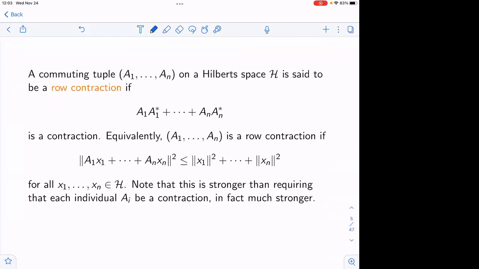A commuting tuple A1 through AN on a Hilbert space H is said to be a row contraction if this combination here is a contraction, namely if its norm is less than or equal to 1. Another way of saying this, and you've seen this in Michael's talk, is that the equivalent statement is this inequality. And that's why it's called a row contraction. The point is that this is a stronger requirement than just a requirement that these individual operators be contractions.